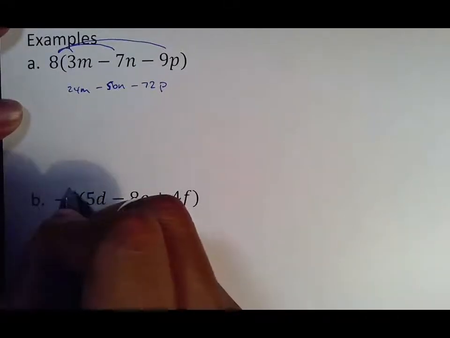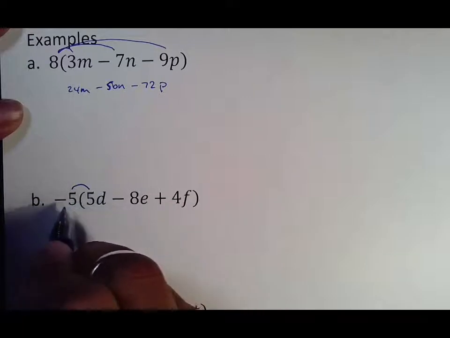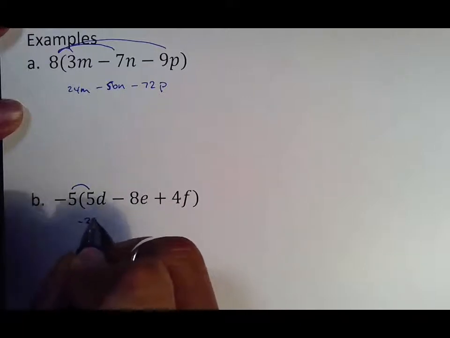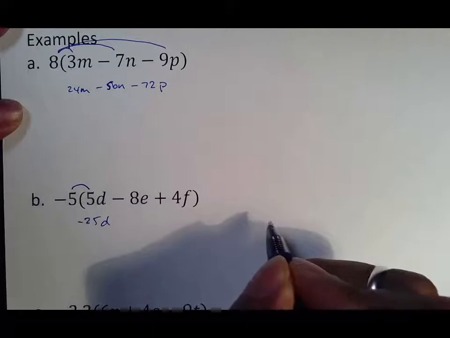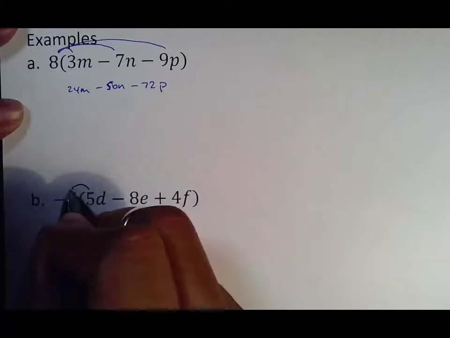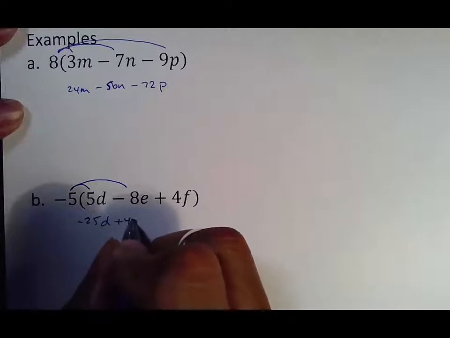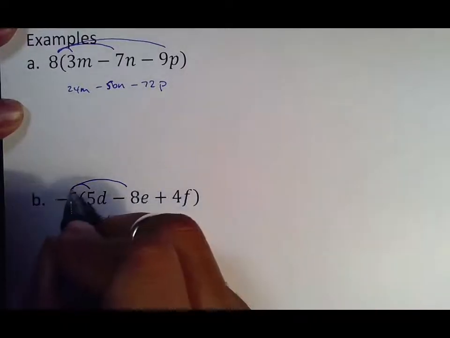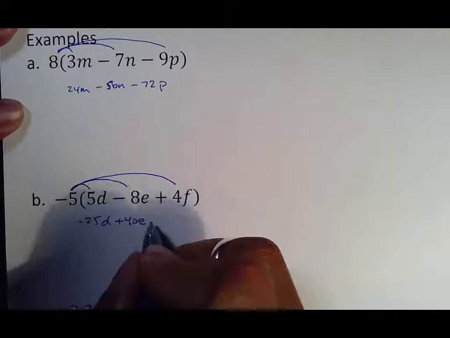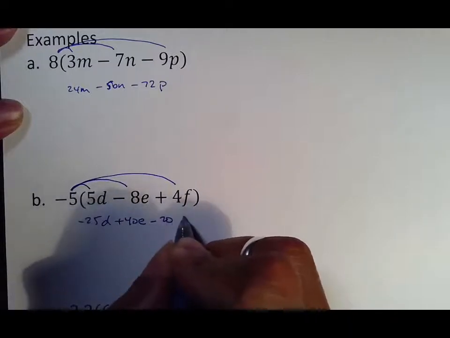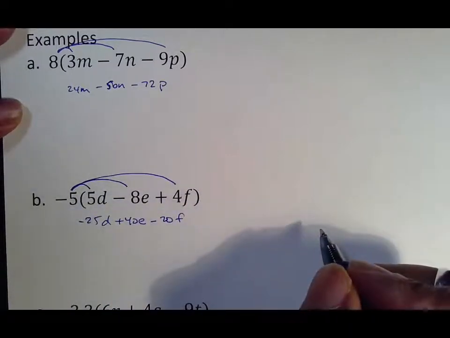Here, again, showing that first meeting, negative 5 times 5 is a negative 25 because the signs are different. Bring down the letter D. This is negative 5 times negative 8. That's why you got to be careful, which is a positive 40. Bring down an E. This is negative 5 times positive 4, which is negative 20. Bring down the F. And again, that's how you probably want to practice it.